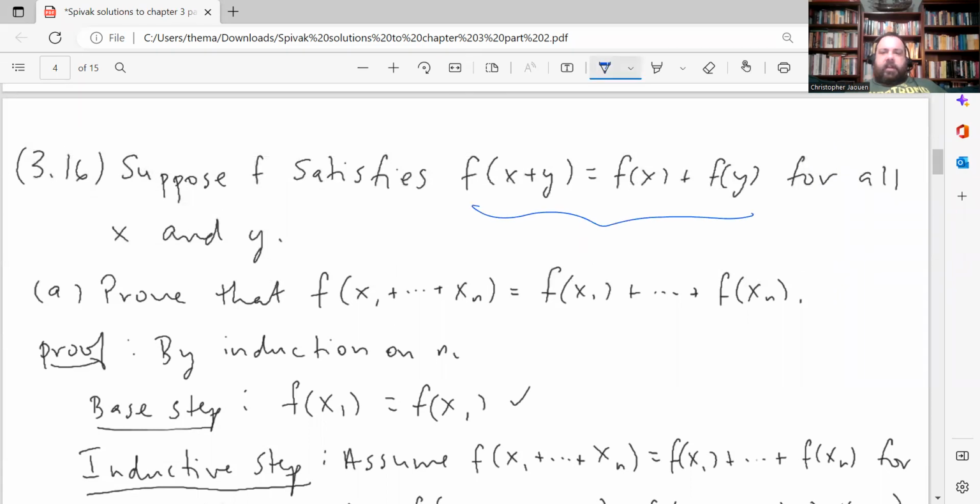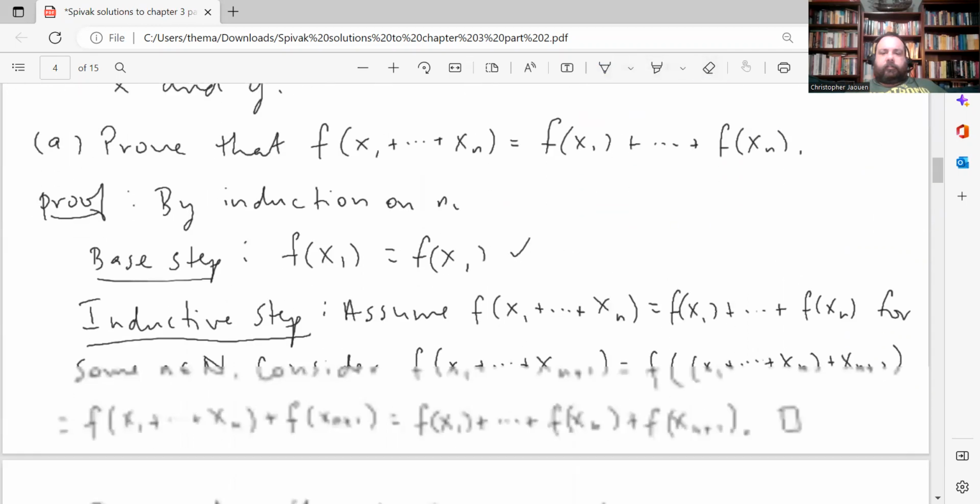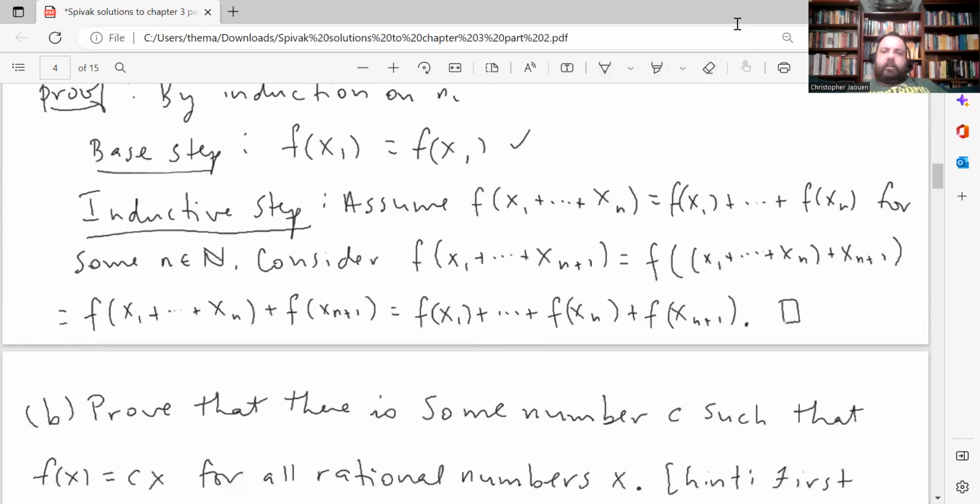and then we can use the property that they gave us up here to break that up into this plus that. Okay, and by the inductive hypothesis, this part here can be written like that, and that shows that the theorem holds. Okay, so that's the inductive step.